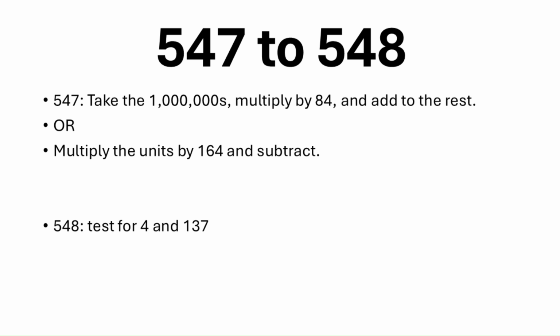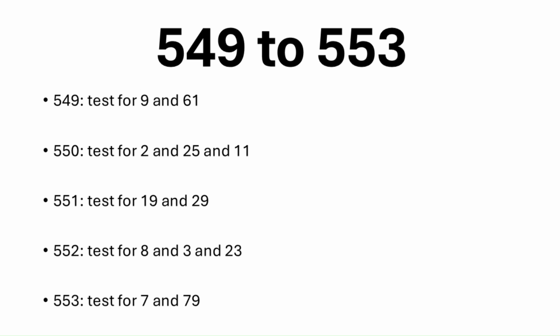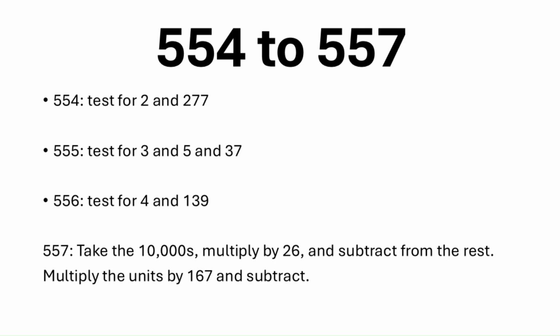547, take the 1 millions, multiply by 84, and add to the rest. Or, multiply the units by 164 and subtract. 548, test for 4 and 137. 549, test for 9 and 61. 550, test for 2 and 25 and 11. 551, test for 19 and 29. 552, test for 8 and 3 and 23. 553, test for 7 and 79. 554, test for 2 and 277. 555, test for 3 and 5 and 37. 556, test for 4 and 139.